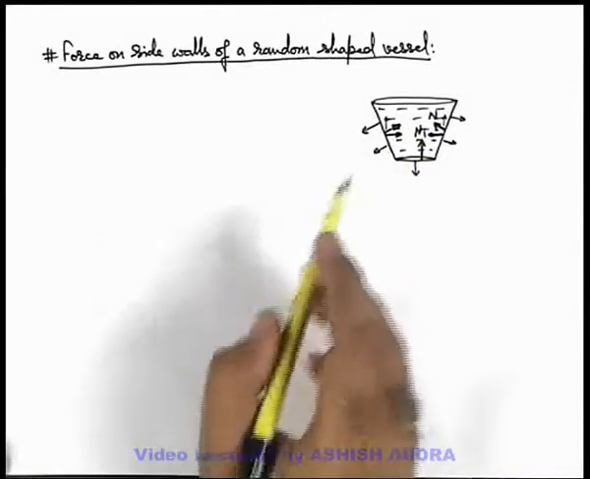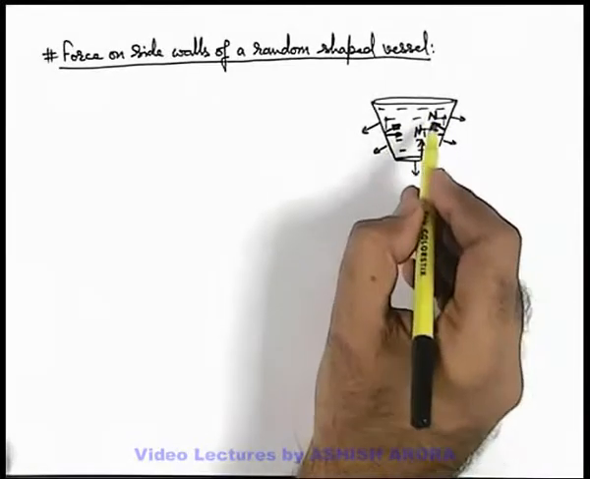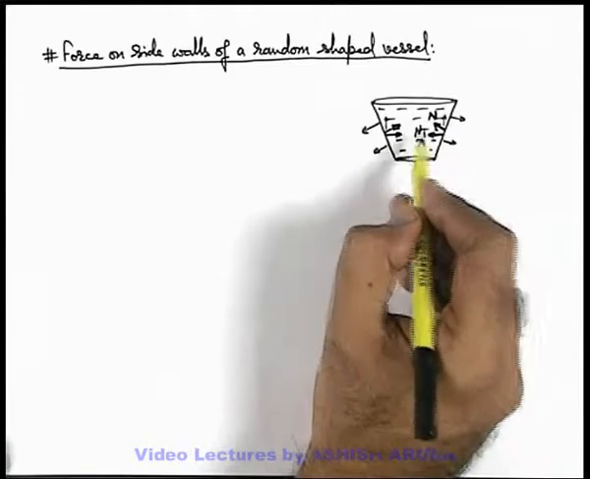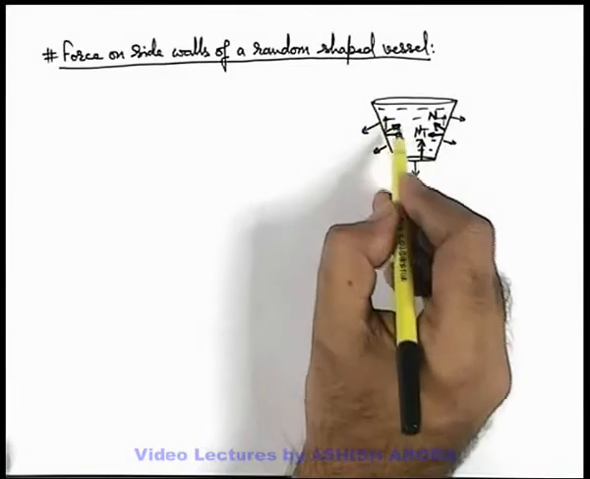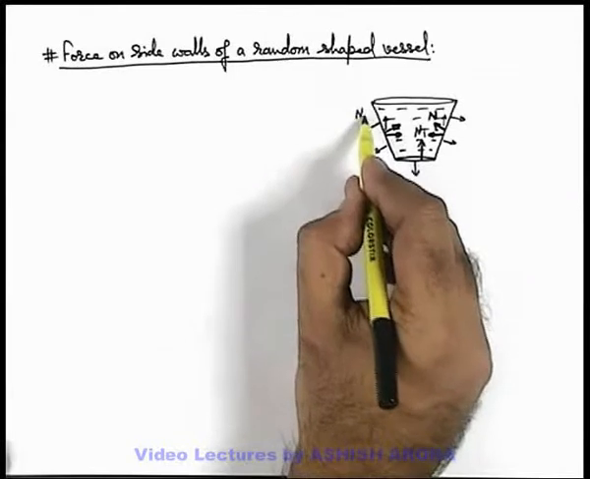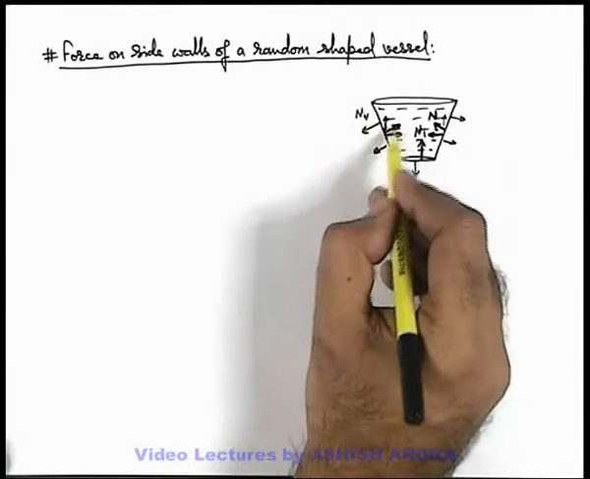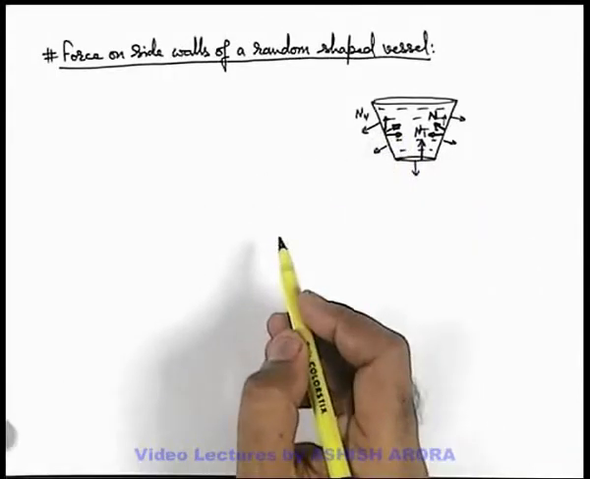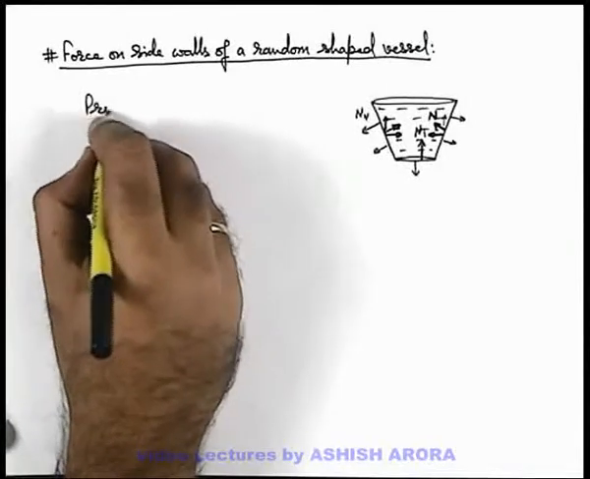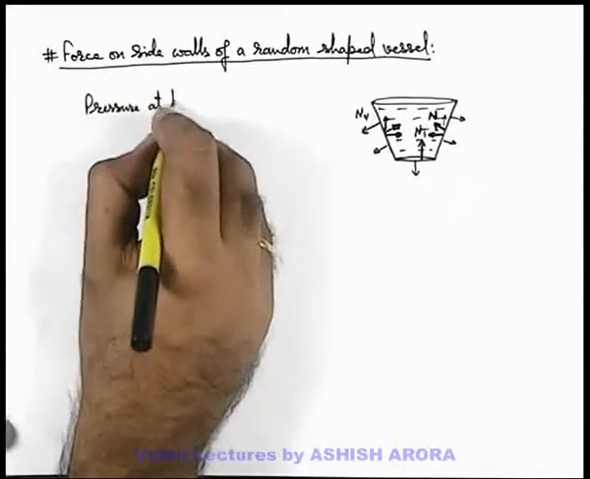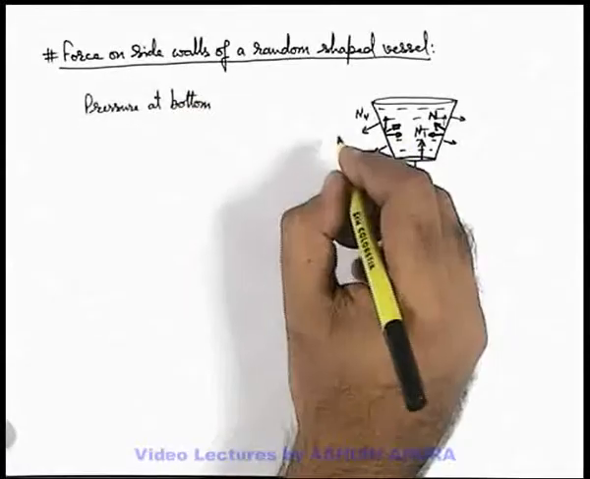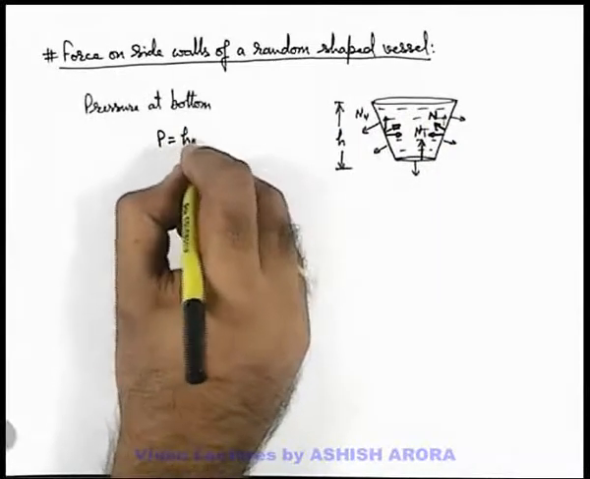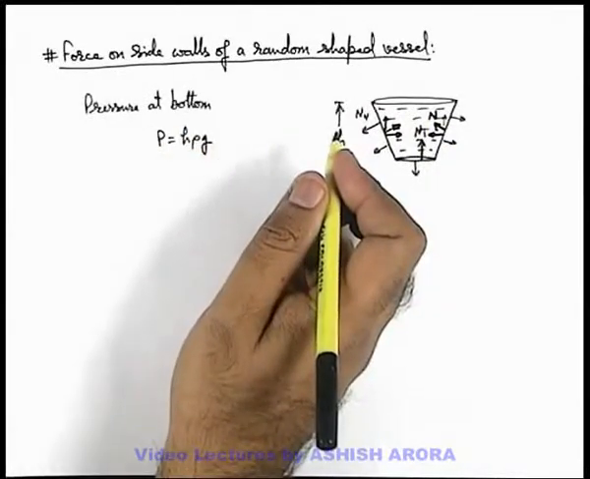Say we are required to find this N, which is the force exerted by the side walls. For this N, the horizontal component will cancel out and the only component exerting force on the liquid is NV, the vertical component of the force applied by the side walls on the fluid. For its calculation, we can calculate the pressure at the bottom. If h is the height up to which the liquid is filled, this pressure at the bottom can simply be written as h rho g, which is due to the weight of the liquid.